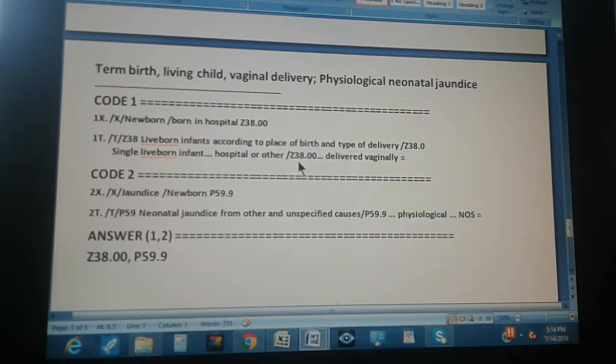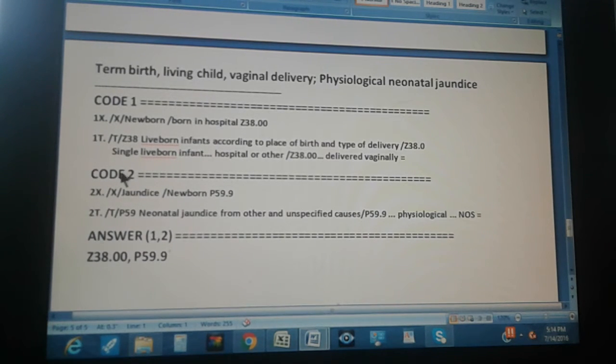That is delivered vaginally, which means naturally, right? There's no need for an operation, for an incision, for cutting the mother. It comes through the vagina, right? Okay, that's where you do an equal sign right there, and we have the first code. But remember that the baby comes with a condition, so we have to code that too.